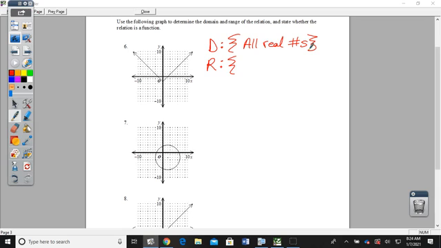What about my range? How low does it go? It goes down to -2 and goes up how far? Forever. So what would my range be? What can y be? It's greater than or equal to -2. That's all you have to do. There's lots of different ways you can say this. This is how they're wanting you to say it.